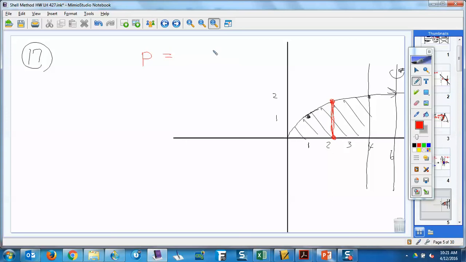What's P in this case? 6 minus x. Okay. H. Square root of x minus c, right? And so there it is. 2 pi times P times H. And the integral will go from 0 to 4. Okay? All right. So the answer, I've got 192 pi over 5.